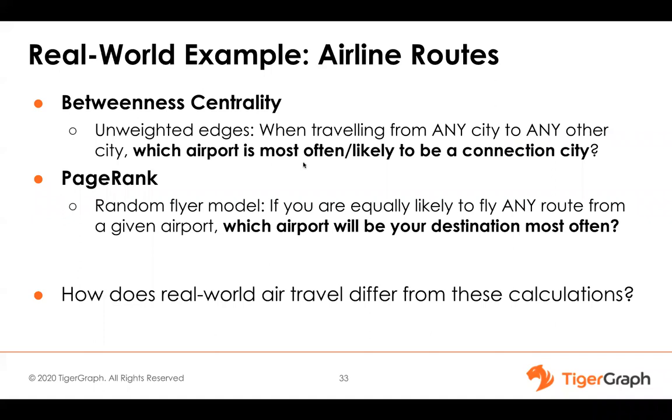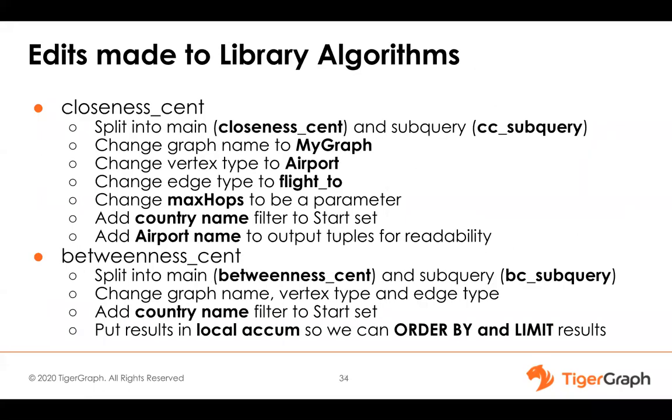For betweenness, what we were looking at, again, when traveling from any city to any other city, which airport is most likely to be a connection city? Is that a reasonable question? Do you actually want to consider any city to any other city? You probably have some subset you're interested in. And then PageRank is the random flyer model. If you're equally likely to fly to any route, which airport would be your destination most often? That's probably not a realistic question. Nobody actually travels that way. And here I summarized some of the edits I made.